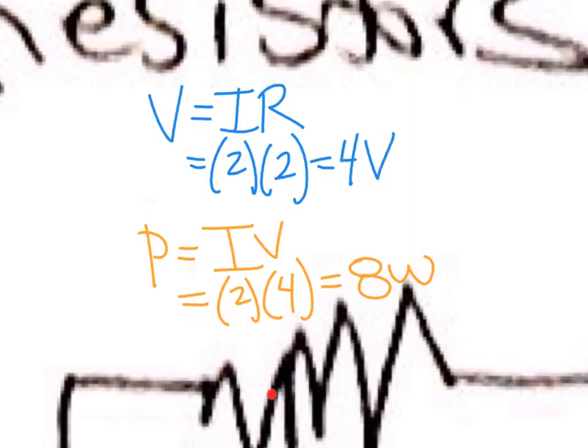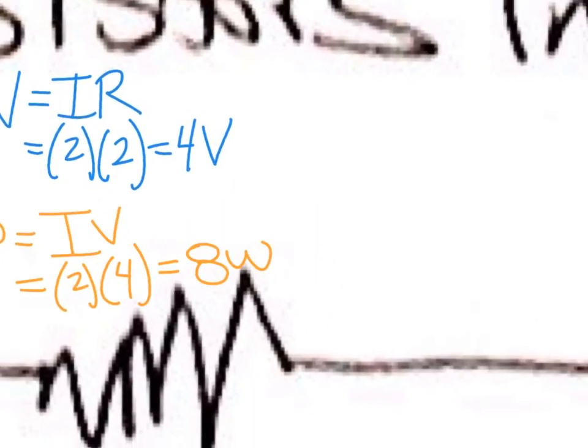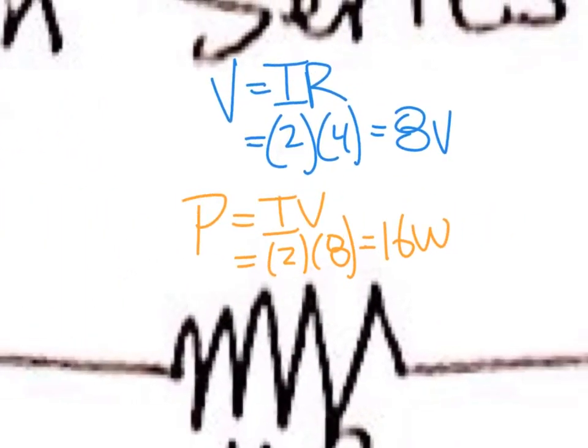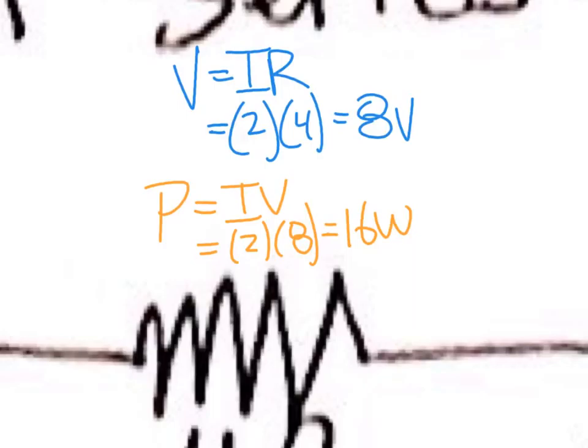We figured that out. So just looking at this individual resistor, we know that the current through it is 2 amps, and its resistance is 2 ohms, so the voltage drop across it will be 4 volts. Okay, so let's see if that makes sense based on the other resistor. This other resistor, we know the current through it is 2 amps, and the resistance across it is 4 ohms, yielding a voltage drop of 8 volts.